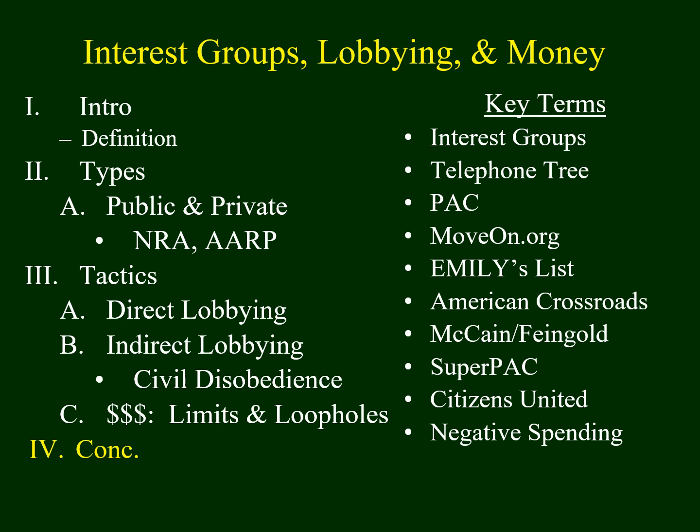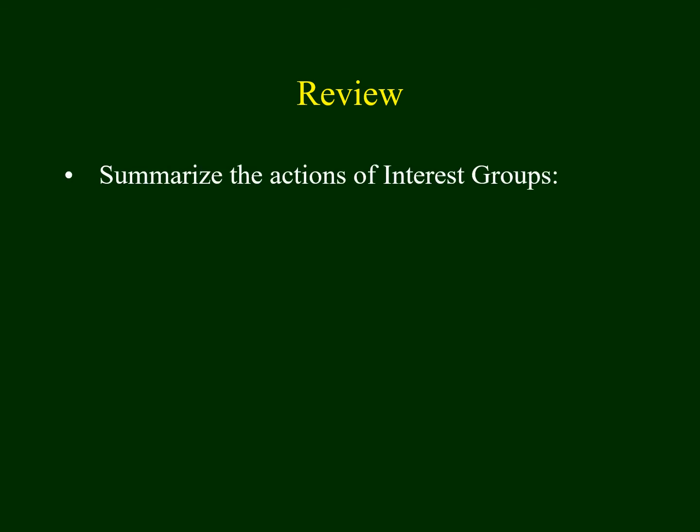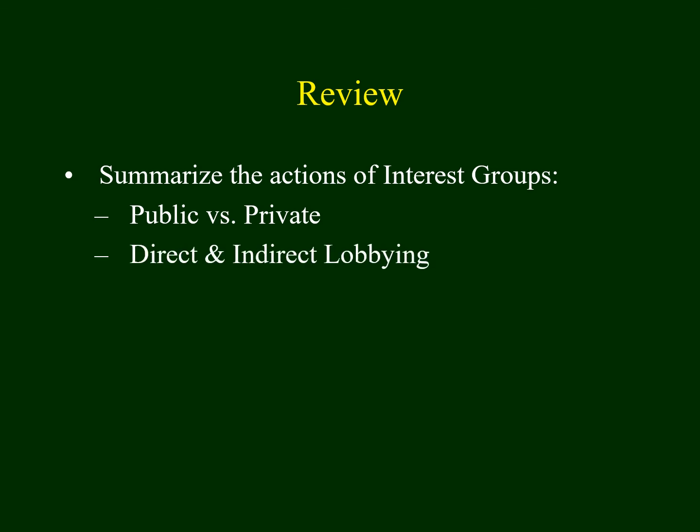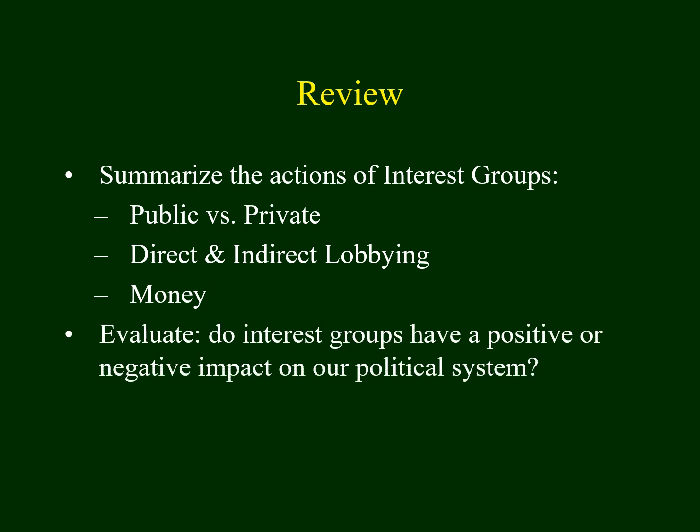Well, we're just about at the end. I'd like to review some of the main ideas that we covered in this presentation. So, as a bit of review, this presentation summarized the actions of interest groups. There are different types of interest groups, public and private. They use different tactics to achieve their goals, direct as well as indirect lobbying. Money also plays an important role in the political process. What you want to be able to do is summarize these actions and then evaluate something. Do you think interest groups have a positive or negative impact on our political system?